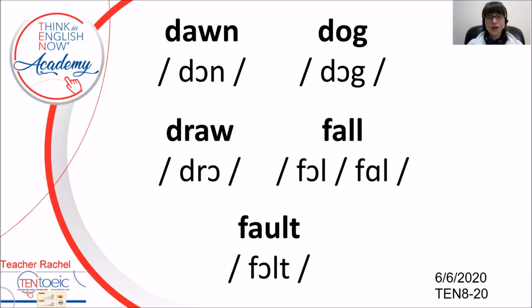Draw. This is a verb, an action. So we draw a picture. So that is draw. Fall. Fall is when you're standing, then you fall. Maybe you hurt your leg or you hurt yourself when you fall. So you're walking and then you fall.